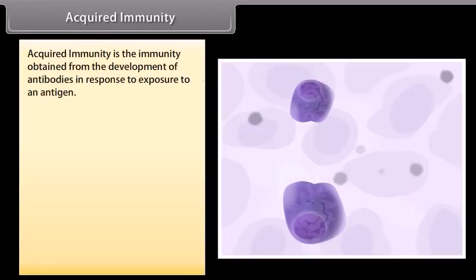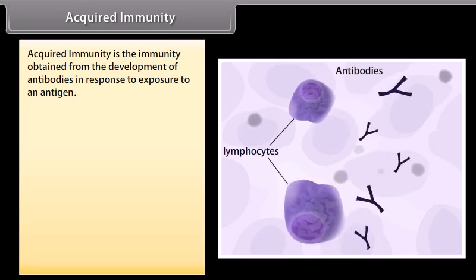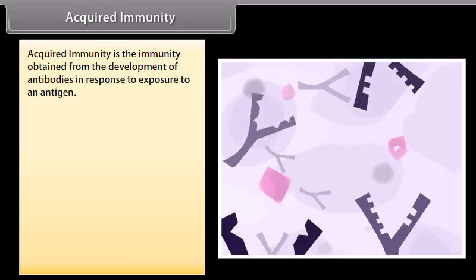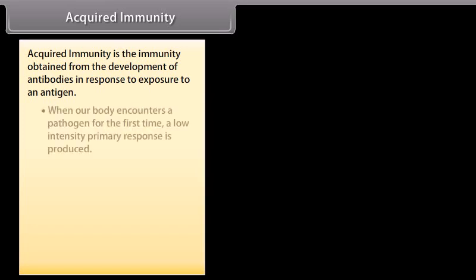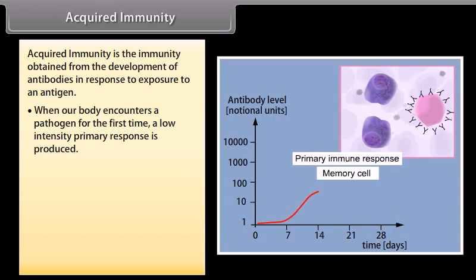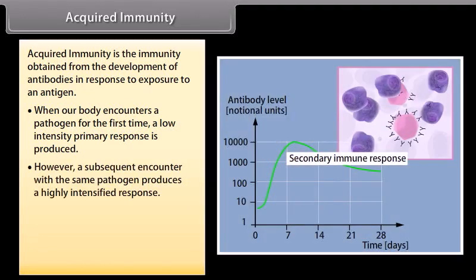Acquired immunity. Acquired immunity is the immunity obtained from the development of antibodies in response to exposure to an antigen. When a body encounters a pathogen for the first time, a low-intensity primary response is produced. However, a subsequent encounter with the same pathogen produces a highly intensified response.